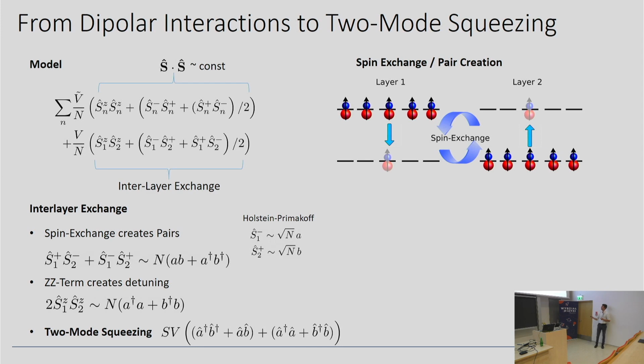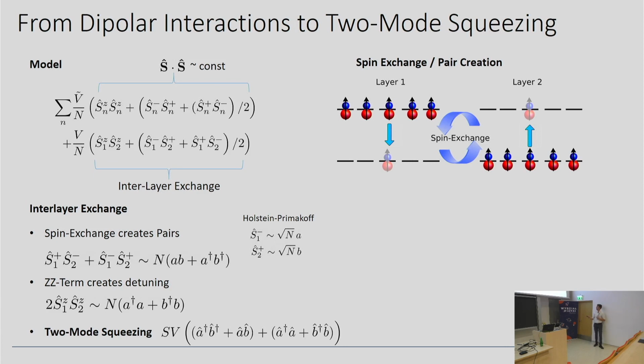So essentially, I'm counting my spin flips, and I call one operator A for one layer and B for the other layer. These are just operators that create spin flips. If I do that, then I can rewrite the whole Hamiltonian. I will realize that the spin exchange directly maps to pair creation, and the ZZ interactions map to a detuning. So what I now see is that this whole many-body spin system Hamiltonian maps to two-mode squeezing.